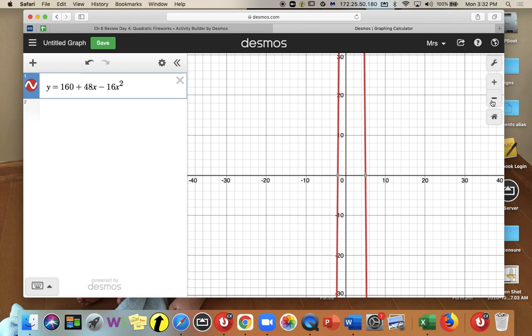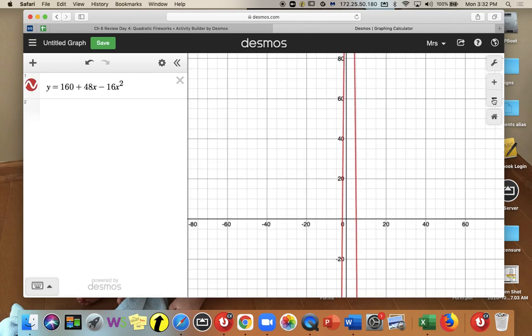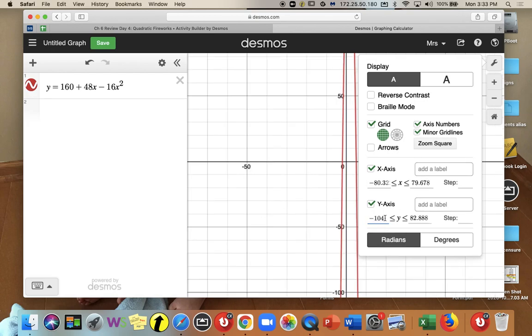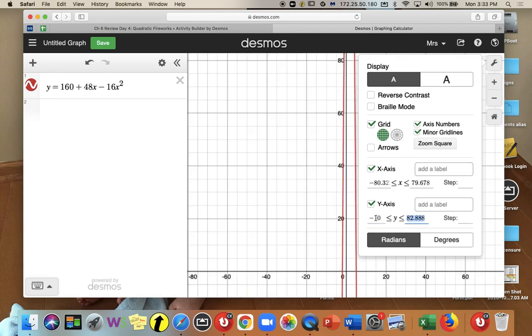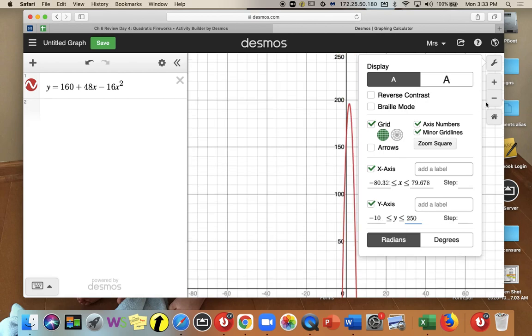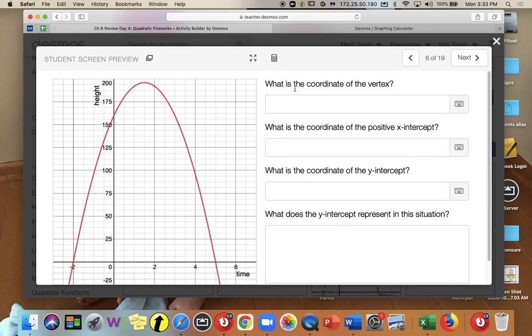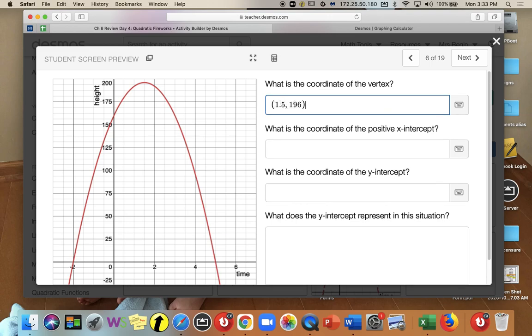Let's zoom out here. I should really change my scale. The x-axis I don't need to change. For the y-axis, let's go from about -10 to how high it goes. We know it went close to 200, so I'll go to like 250. There we go. Now I can see my graph a little bit better. I can see the top, and now I can find the vertex. So at 1.5 seconds, it reaches a height of 196. What is the coordinate? 1.5, 196. We got it by graphing.